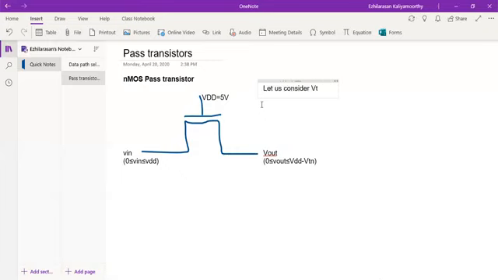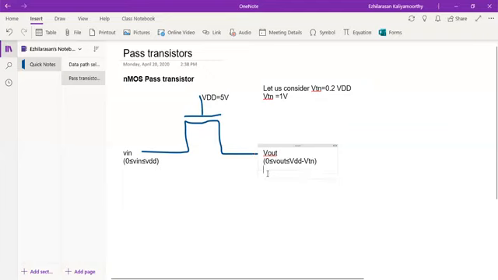Let's consider the threshold voltage. For NMOS, the threshold voltage is 0.2 times VDD actually. I can say VTN is equal to 1 volt, when VDD is 5 volt. Now what will be the maximum voltage? The V out can deliver a range from 0 volt to VDD minus VTN. So VDD minus VTN is 5 minus 1, that is 4 volt.